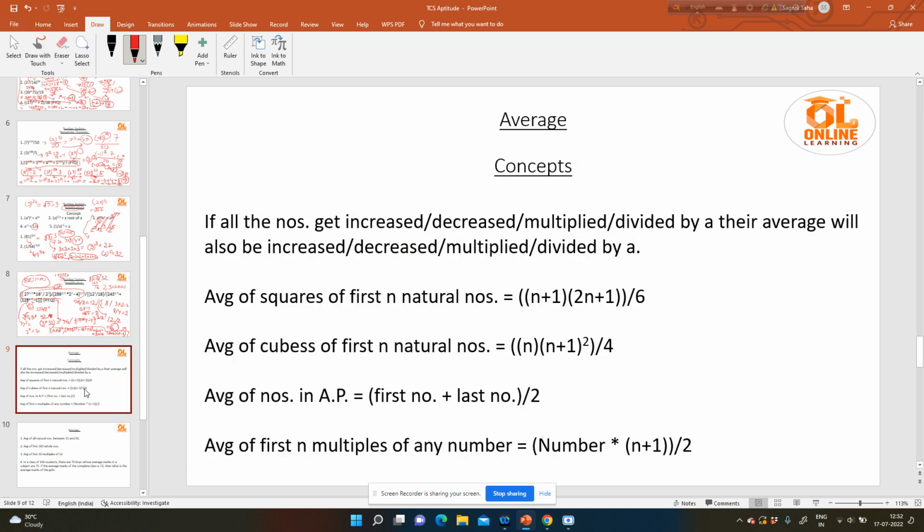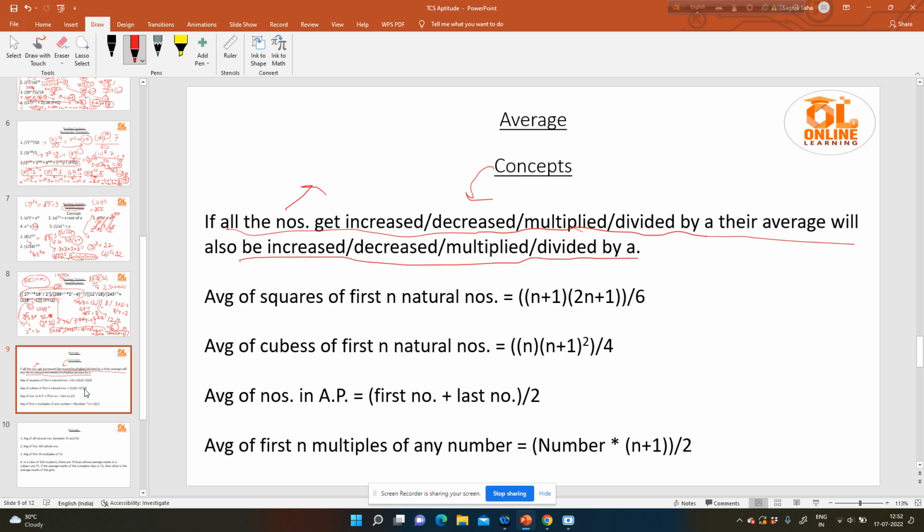Okay, so first let us see the concepts of average. If all the numbers that are present get increased or decreased or multiplied or divided by a, their average will also be increased, decreased, or multiplied or divided by a. So they can ask this type of question in true or false.